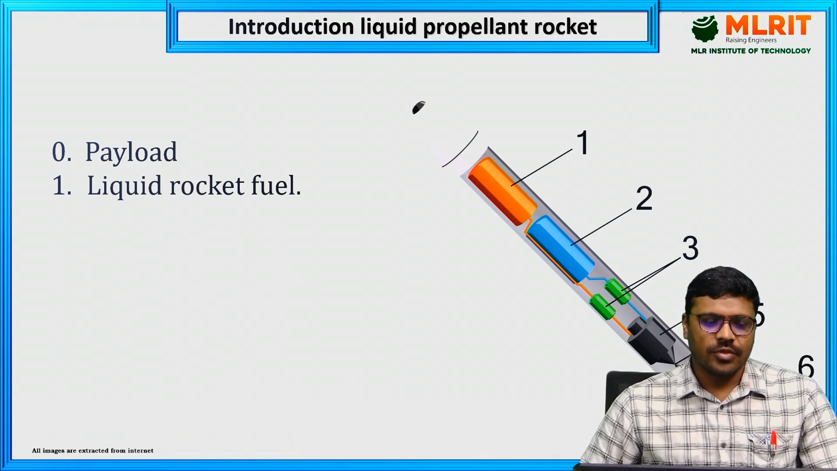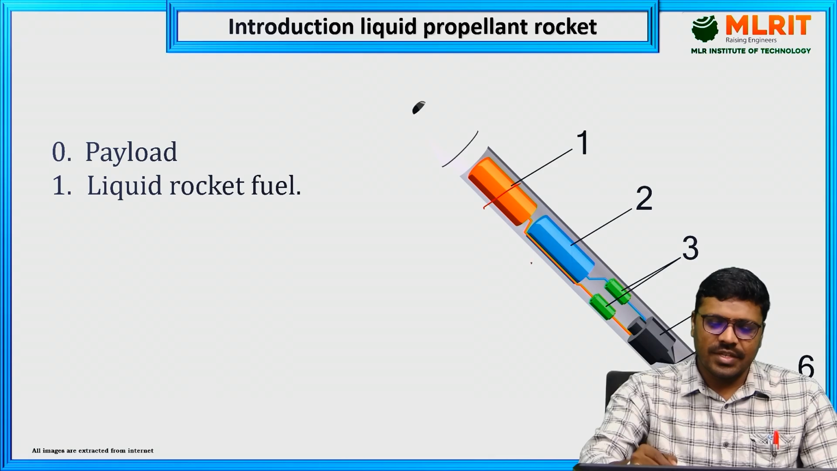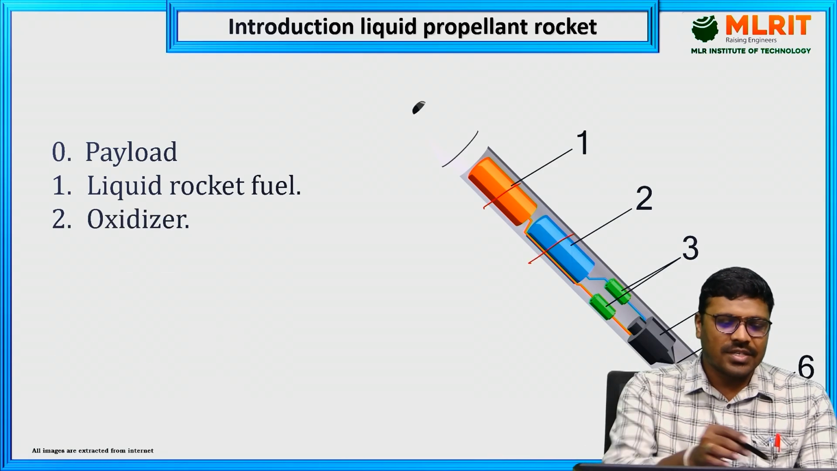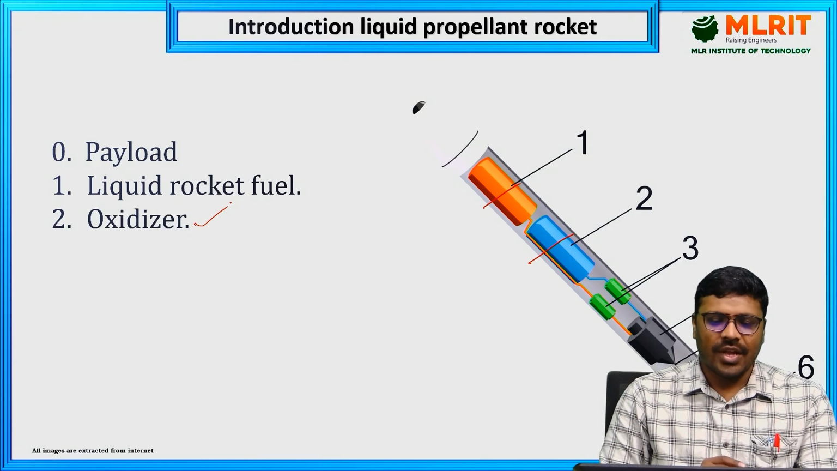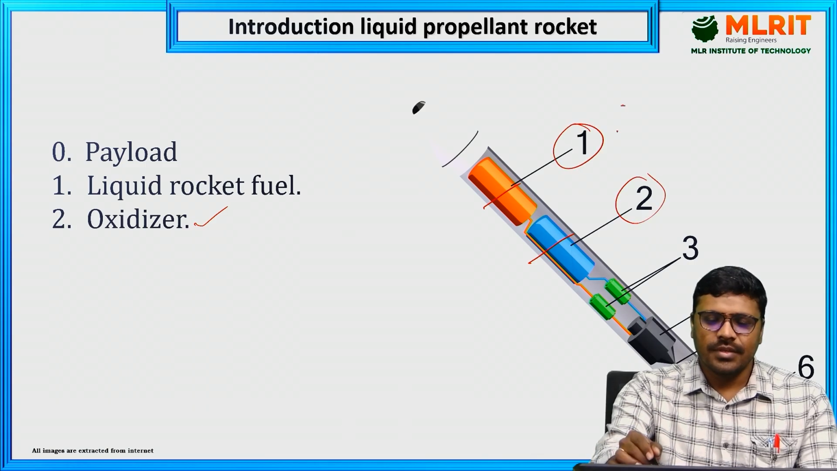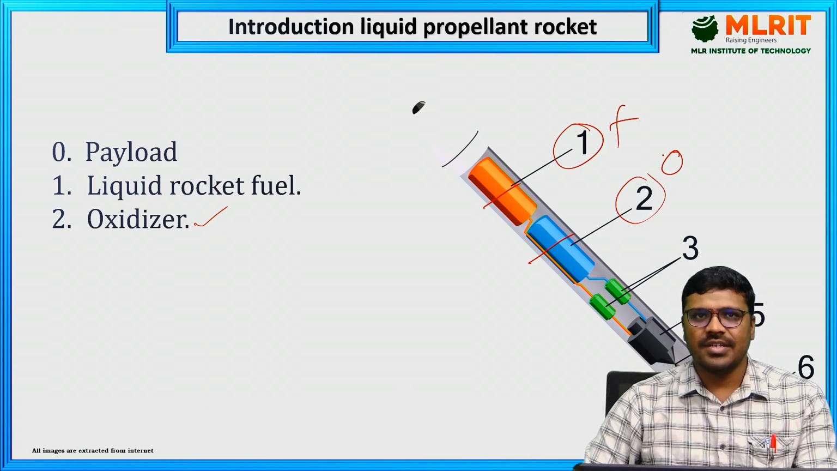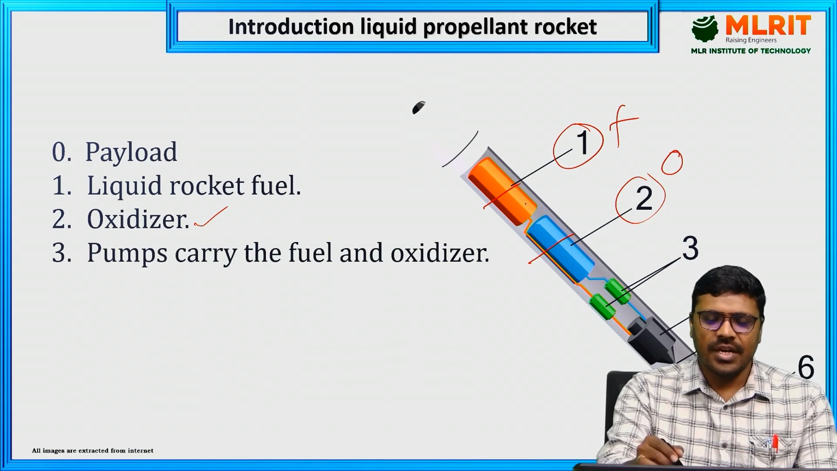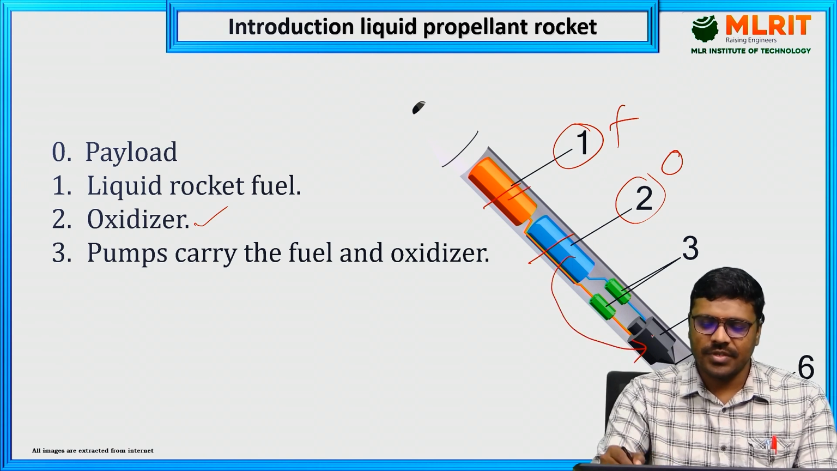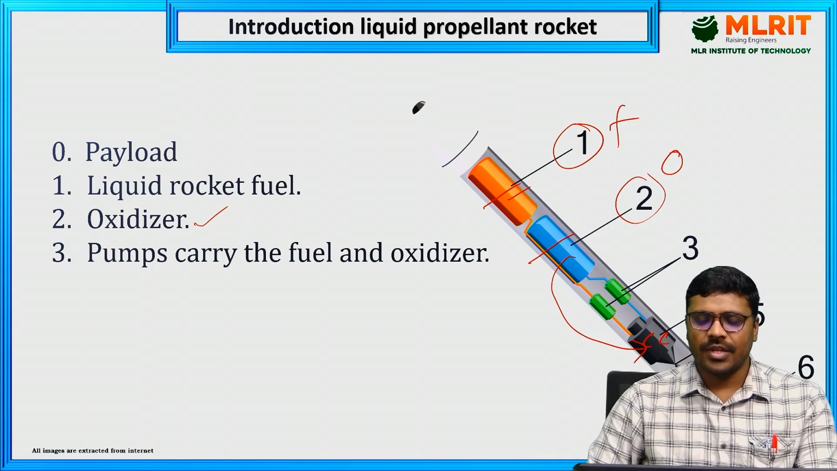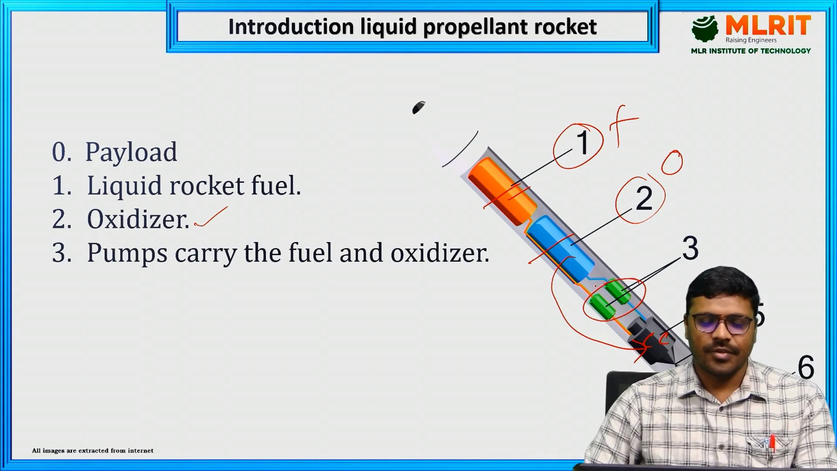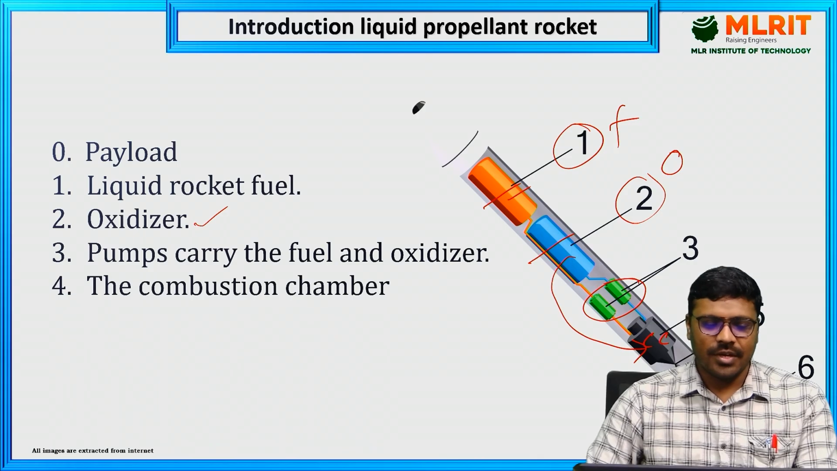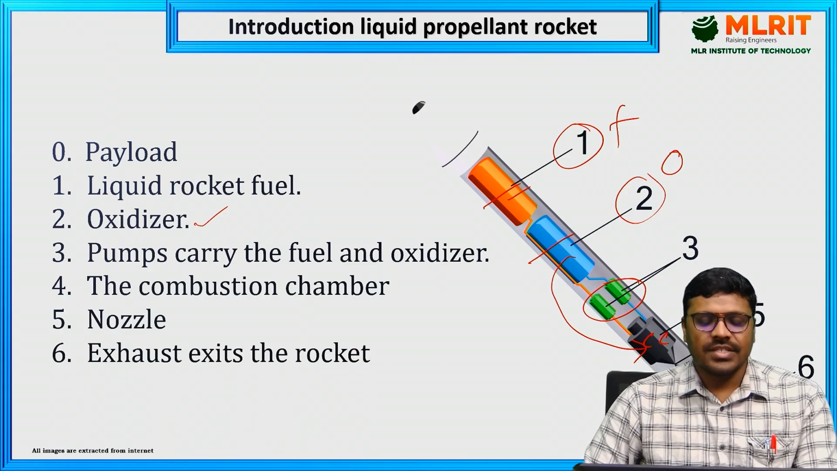One is the payload, and this is the liquid rocket fuel. Next, the oxidizer. One is fuel and the other is oxidizer, which we generally indicate with a blue color symbol. Pumps carry the fuel and oxidizer. Whatever propellant is stored in the tank has to be sent to the combustion chamber with the help of the pumping system. Then the combustion chamber, nozzle, and exhaust.